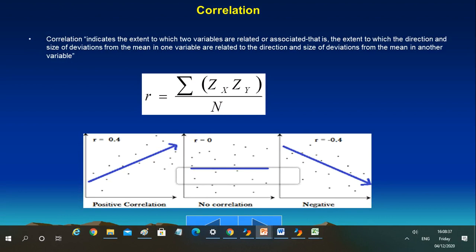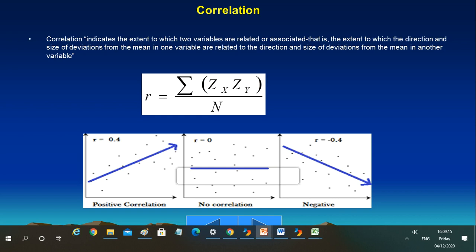Now correlation is again a very important and very useful technique available, and we will see how we can use it in artificial intelligence. Correlation indicates the extent to which two variables are related or associated, that is, the extent to which the direction and size of the deviations from the mean are related. That means how one variable is correlated with the other: whether one is going up and the other is going down, or both are rising, or both are going down. The relationship between the two variables is very important, and that is what correlation is.